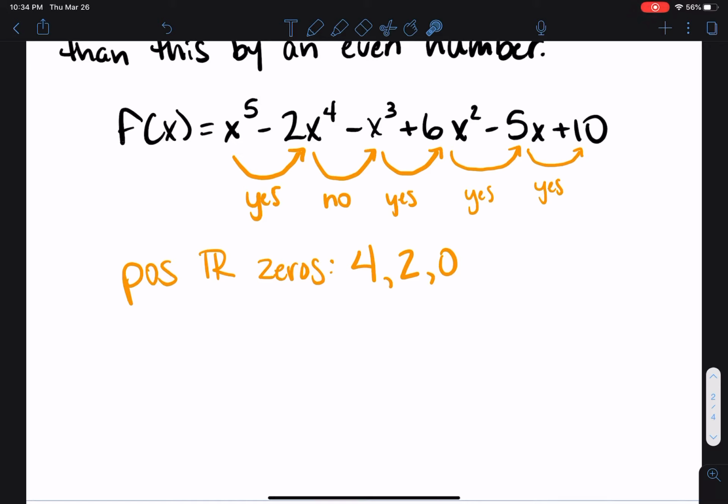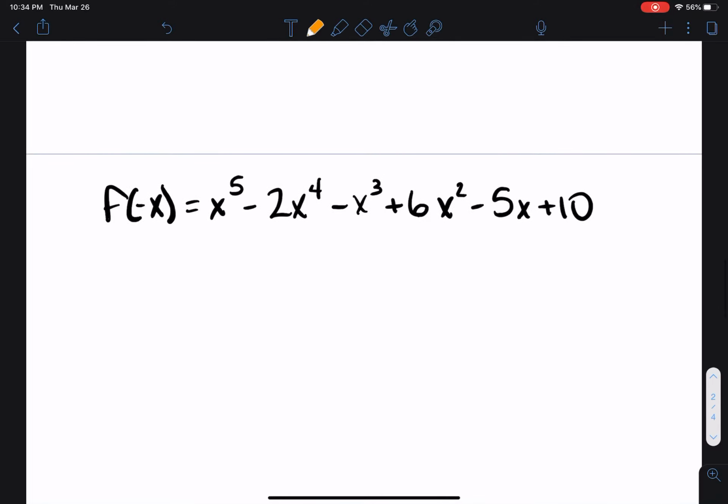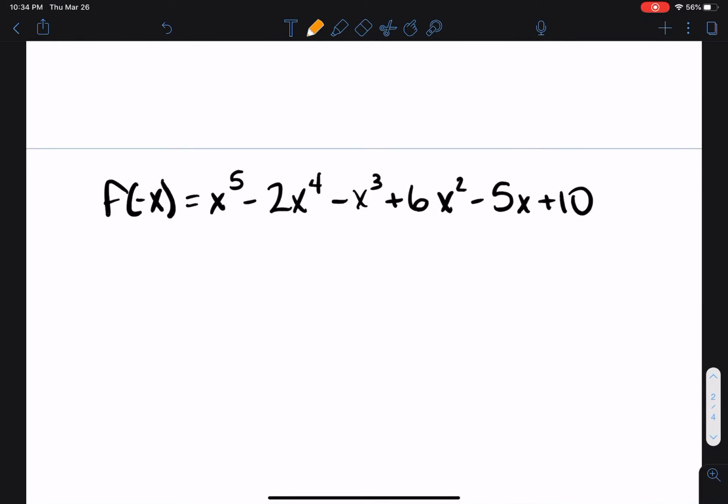Okay, so let's look at the negative real zeros, see how many we have, or see if we can classify them just a little bit, just by looking at the sign changes. So remember, we're going to look at that whenever we have f of negative x. Okay, so f of negative x means that I need to do some things with this function.